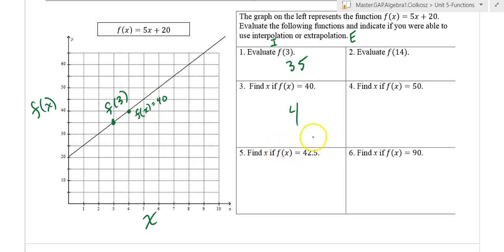Find f if x is 42.5. Well, that would be halfway between these, because that's halfway between 45 and 40. So here, if I go over, well, it's halfway between 4 and 5, so that's 4.5.